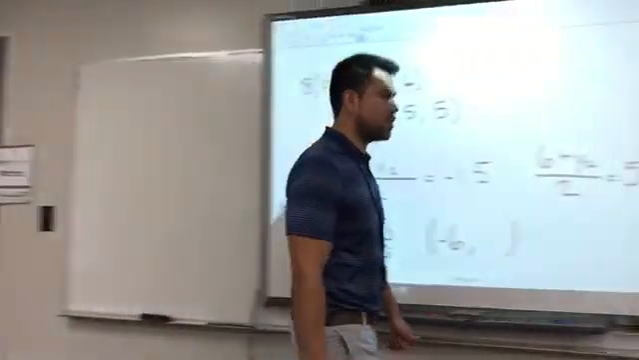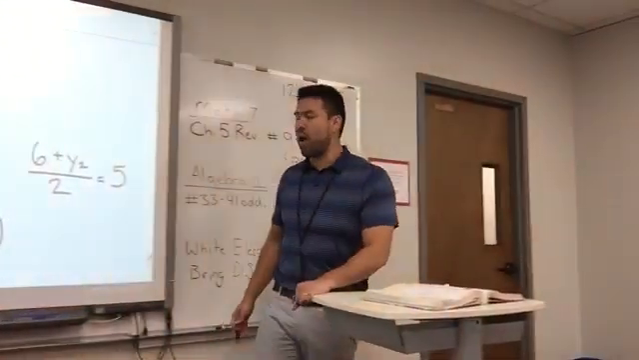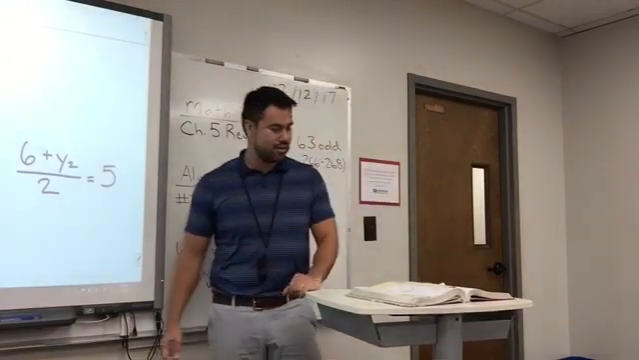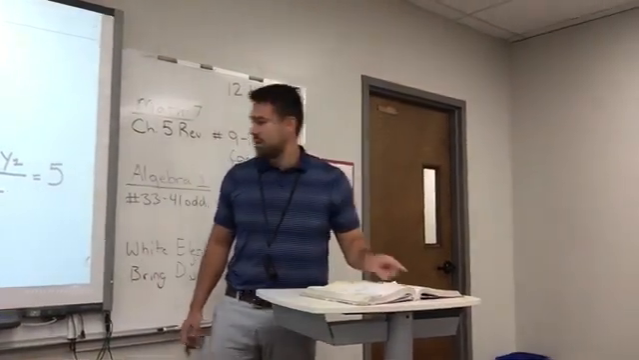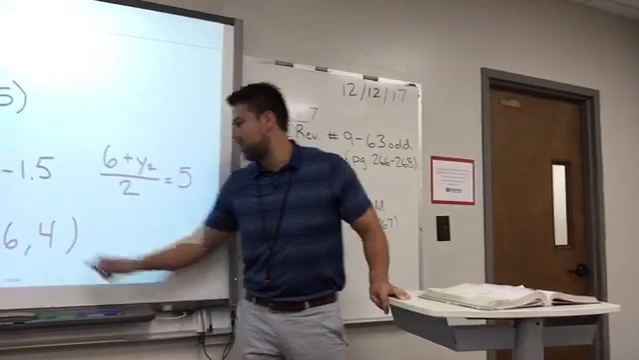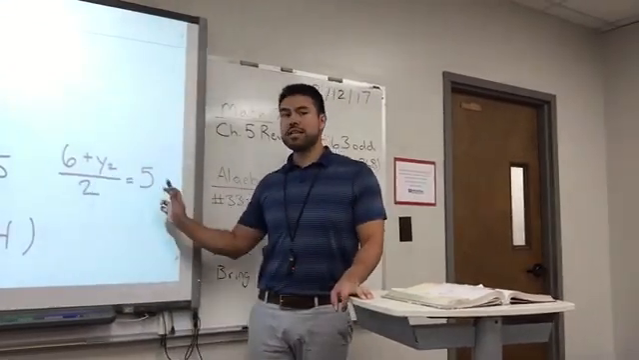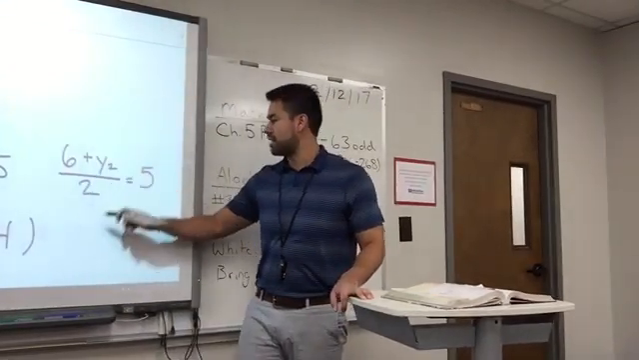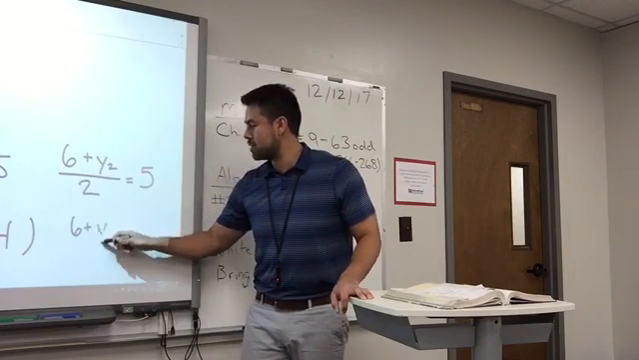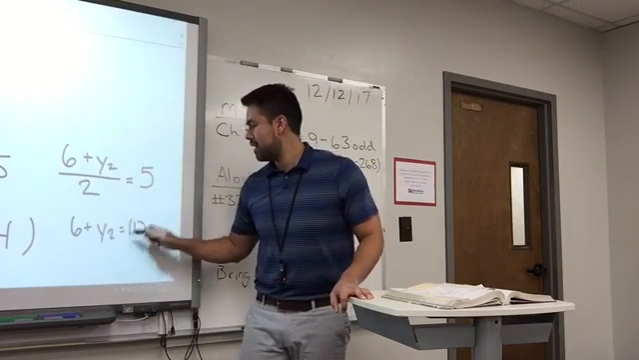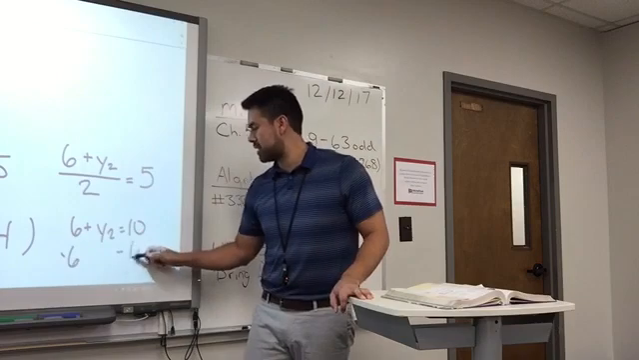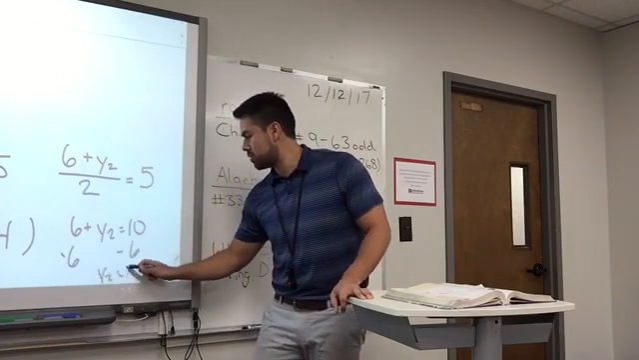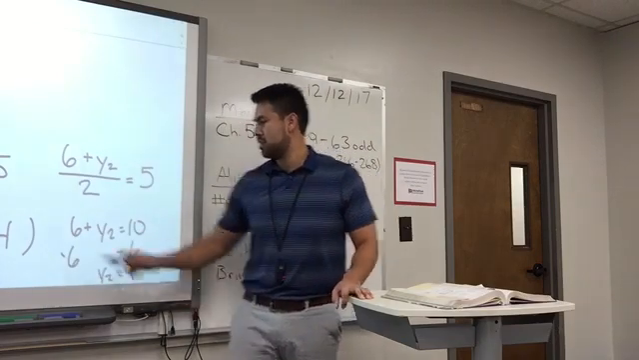Okay. All right, so you got your negative 6, and then I need that y coordinate. Positive 4. So multiply both sides by 2, you get 6 plus y sub 2 is equal to 10. Then you subtract 6 from both sides, and you get y sub 2 is equal to 4. That's how we got that 4.